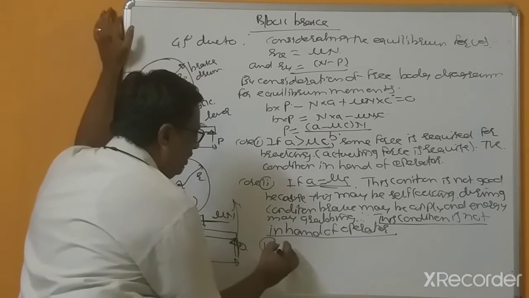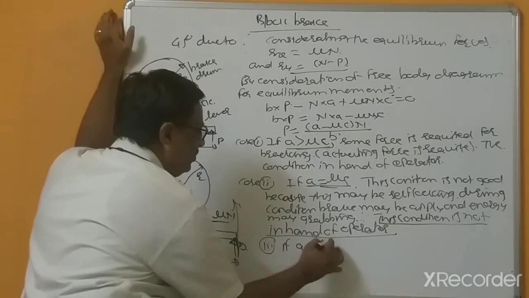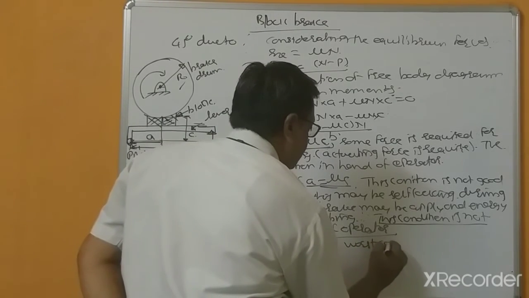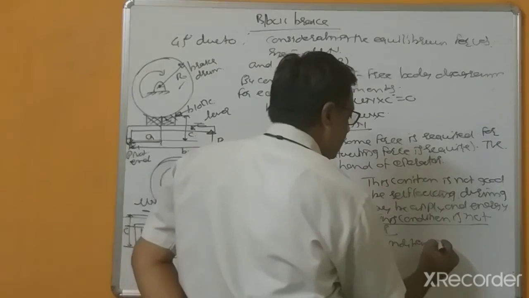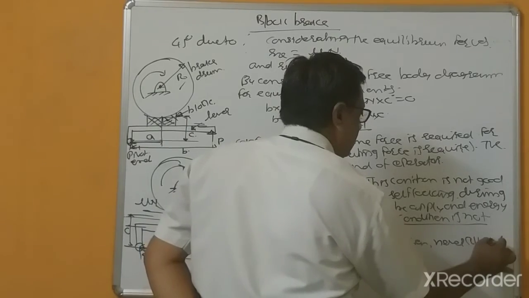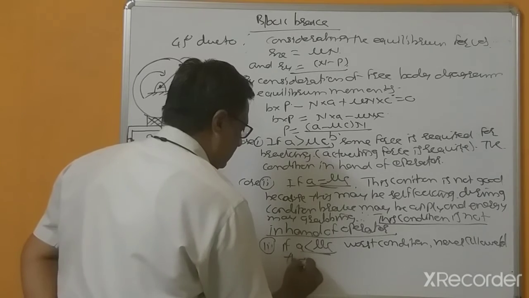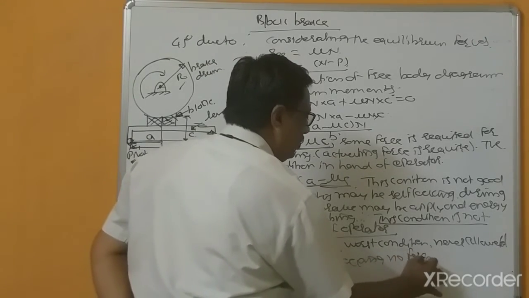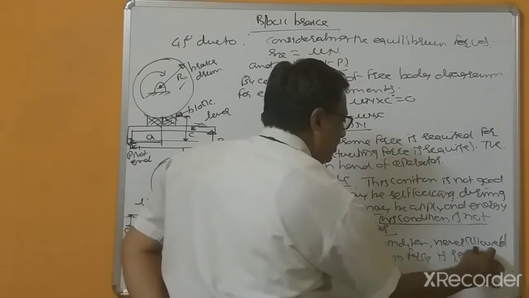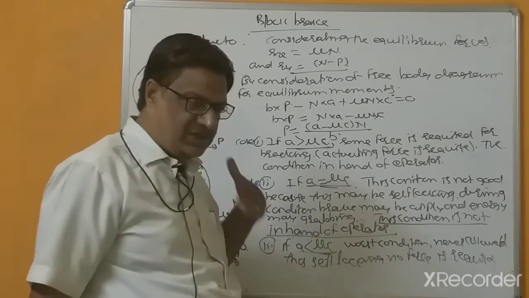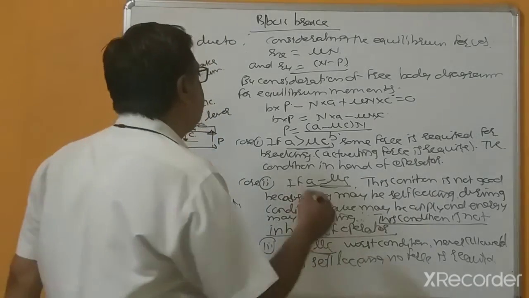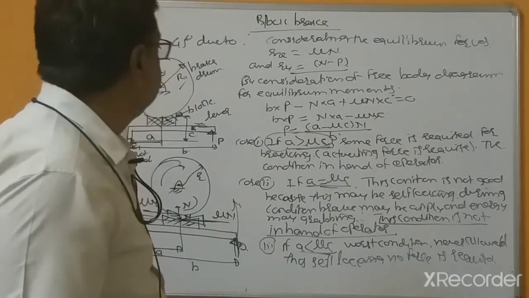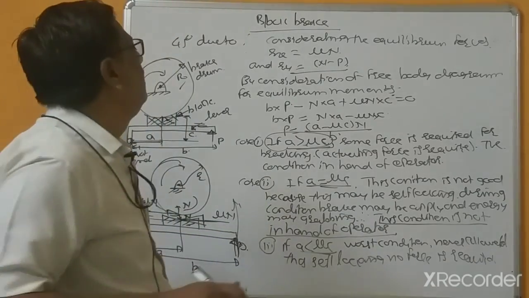And third case, if A is less than mu C, so this is the friction material, so this is the worst condition and never allowed, because this is self-locking. No force is required in the hand of the operator. So that's why this condition is not suitable. So only this is the condition for when the drum is rotating anti-clockwise, for anti-clockwise, minimum force.